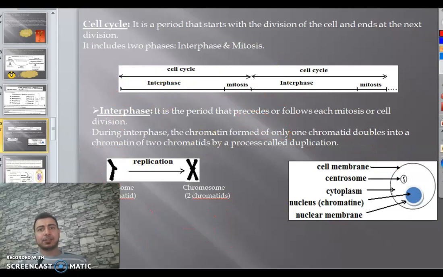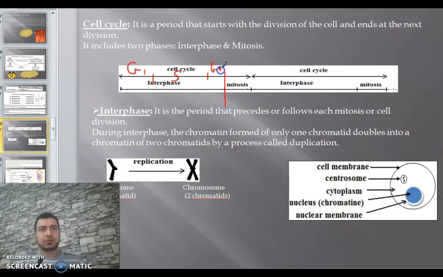Interphase is actually made up of 3 phases. The first phase is called G1, the second phase is called S phase, and the third phase is called G2.